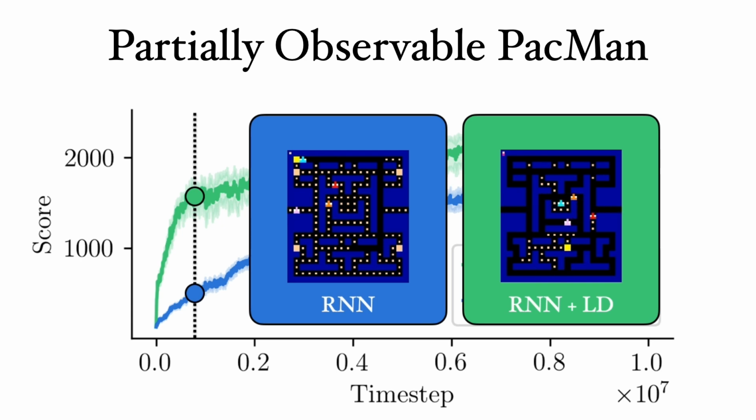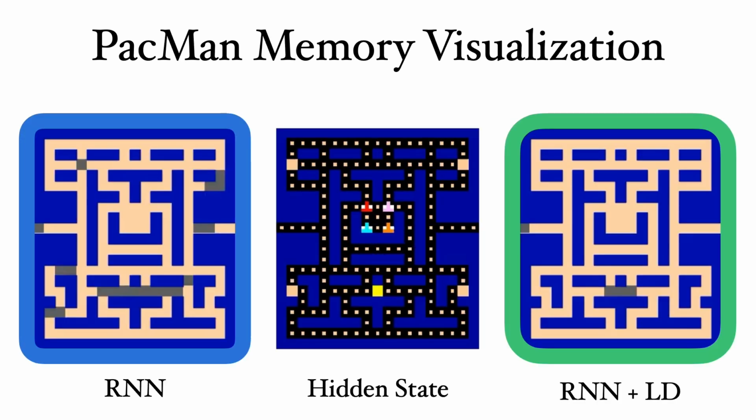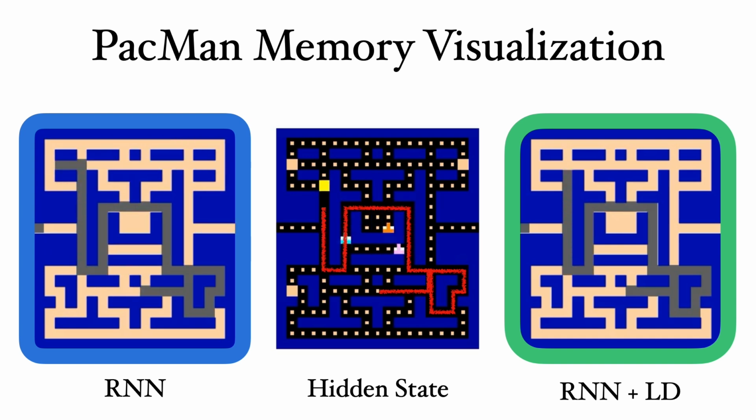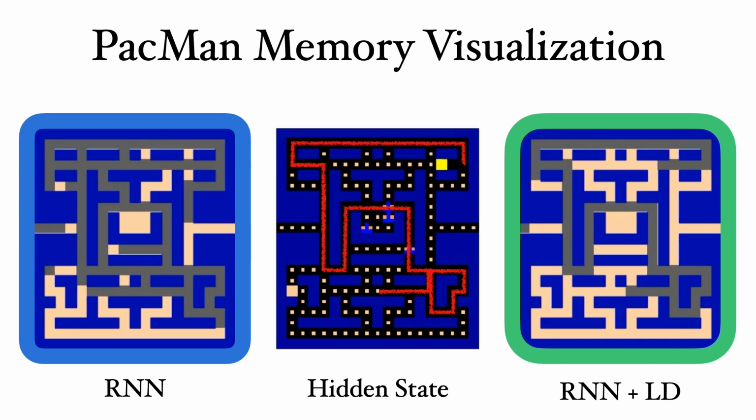Incredible. Not only that, but the representations that it learns much more accurately track where the agent's been, which is important for collecting food if you can't see where you're going.